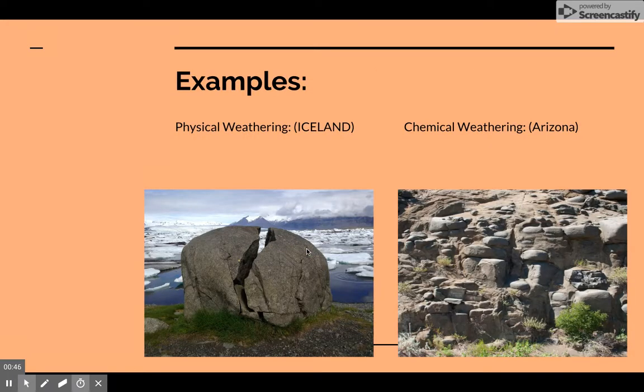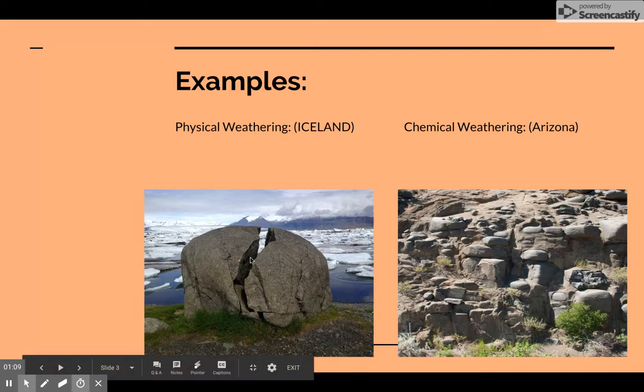And the examples I chose, the first one for physical weathering, was in Iceland. Frost wedging was the form of physical weathering that damaged this rock here. And frost wedging is a form of physical weathering that involves the repeated freezing and thawing of water in areas with extremely cold weather. So as you can see in this rock, it broke it in half.